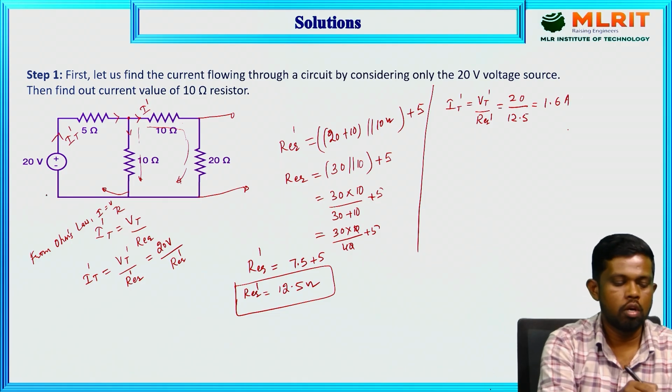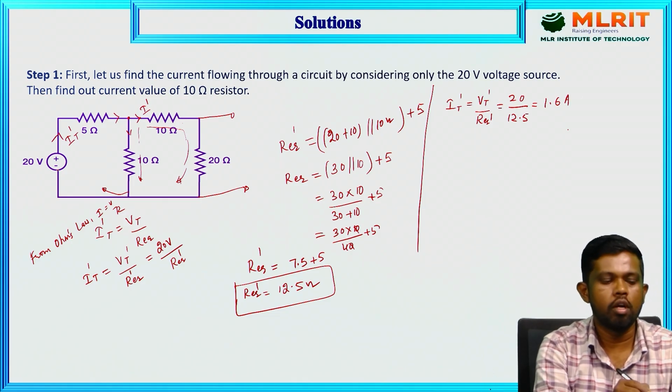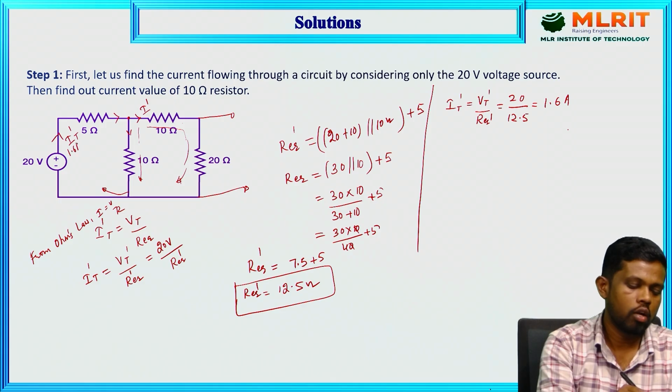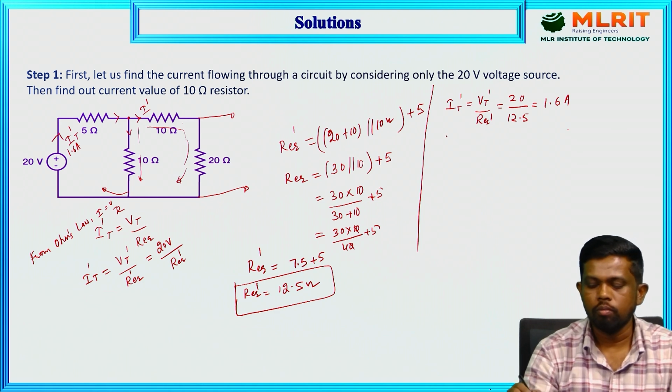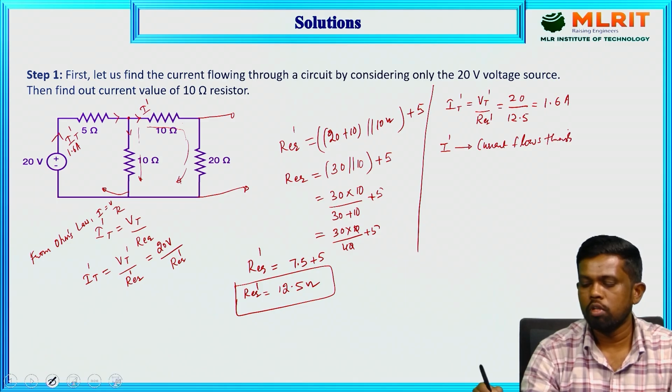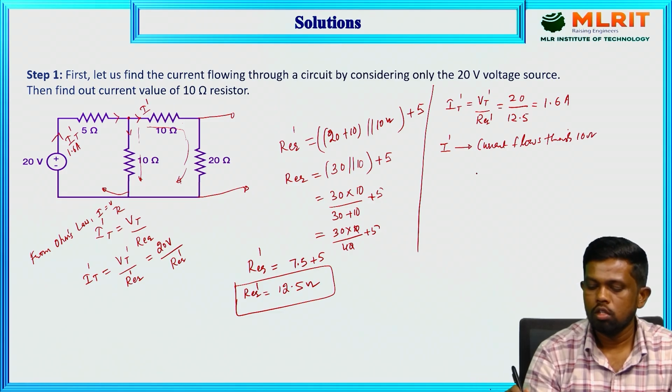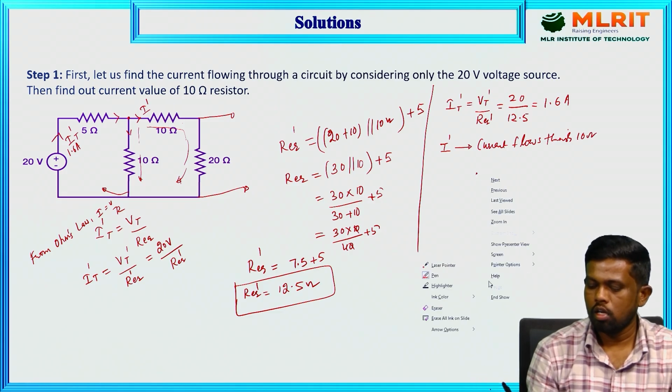So this 20 volt voltage source is delivering the 1.6 ampere. It delivers the 1.6 ampere current towards the entire network. Based on this, we need to find the I dash value. With source one acting alone, I dash is the current that flows through the upper 10 ohm resistor. That is what we need to find.